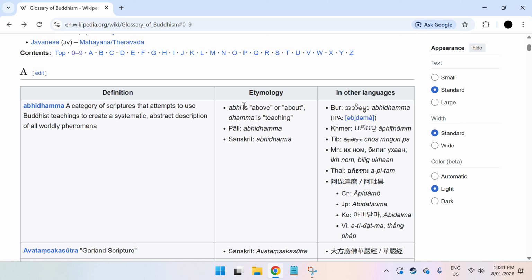I don't know. But also, you've got to be wary with some of these etymologies. Yeah, so there is that famous saying, every translation is a mistranslation, but about teaching, above teaching, Abhidhamma. All right, so let's go to the Wikipedia page.